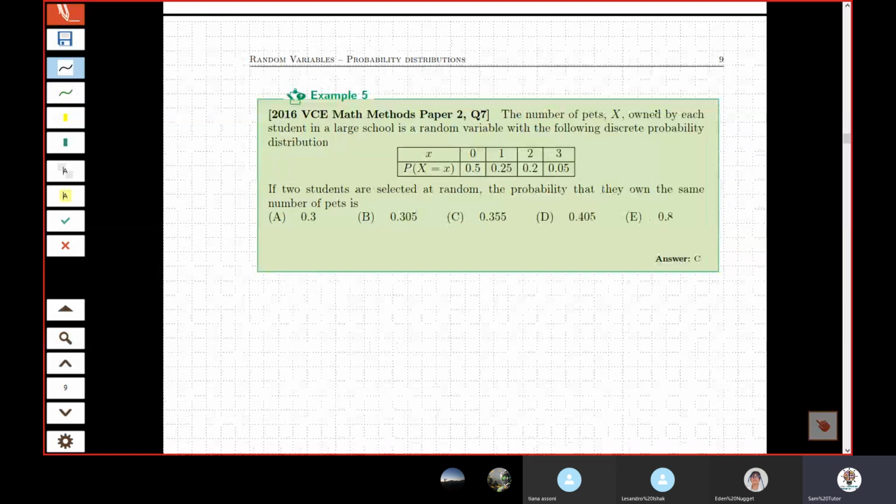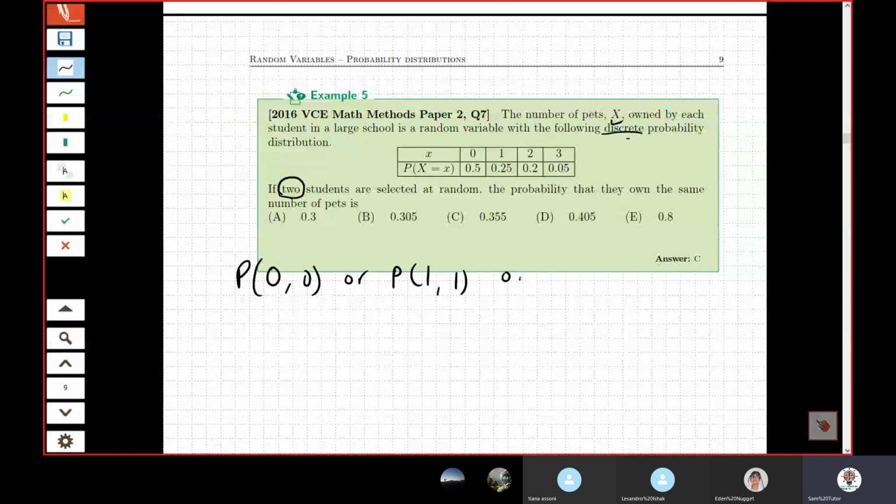The number of pets is X. Cool. The number of pets owned by each student in a large school is a random variable with the following discrete probability distribution, which is right here. If two students are selected at random, the probability that they own the same number of pets is, okay, if they own the same number of pets, that means they both could own 0 and 0, or they could own 1 and 1, or I think you guys get the idea.